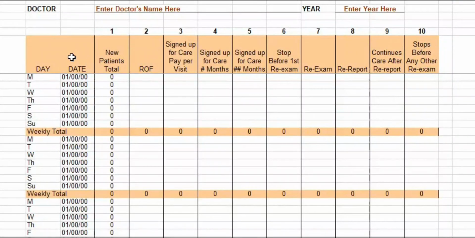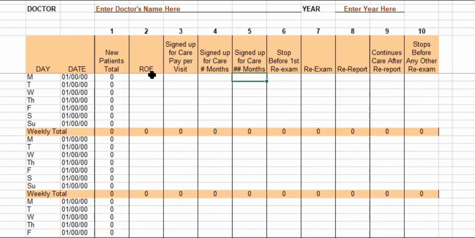Now, let's take a look at the Brown section. Here's the key. In the Brown section, let's say that there were 3 new patients today, okay? And there were 5 reported findings today. Again, I'm not putting down names, I'm just counting. There were 5 reported findings. 1 signed up for pay per visit, 2 signed up for a 2-month plan, and 3 signed up for a year plan. So really easy, just at the end of the day, we get to figure it out.